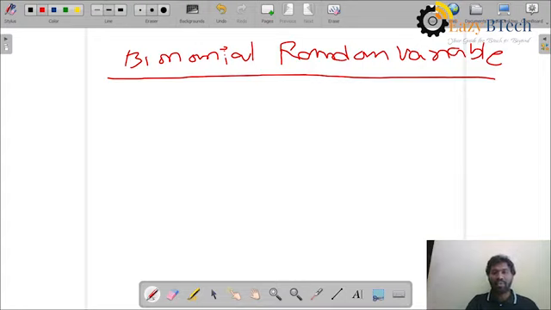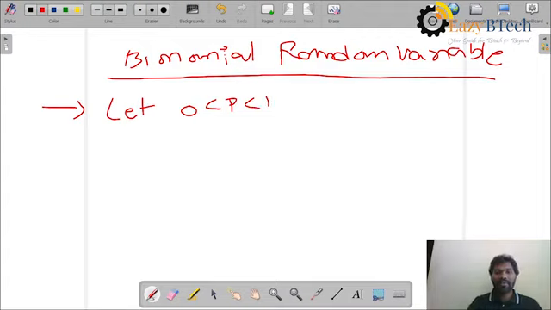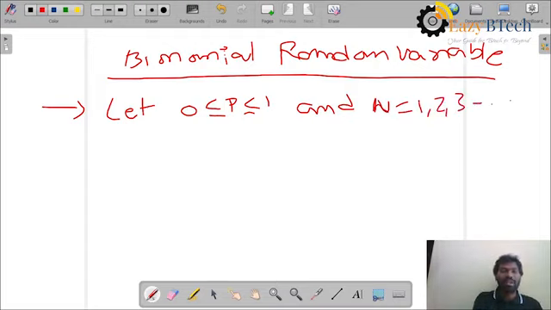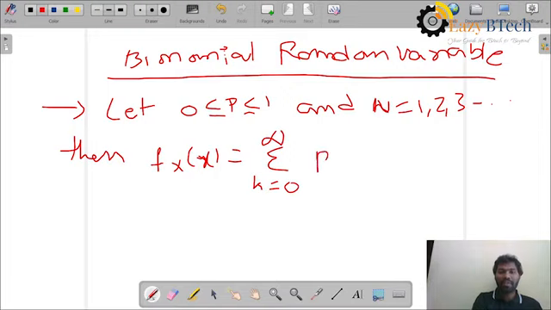Now today we will discuss the binomial random variable. Let us assume 0 less than p less than 1. That means the probability always lies between 0 and 1, and let capital N equal 1, 2, 3, and so on. Then the function fX of x equals sigma k equals 0 to infinity p power k, 1 minus p whole power n minus k.